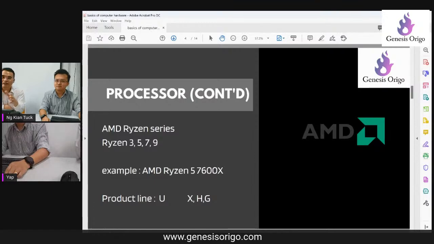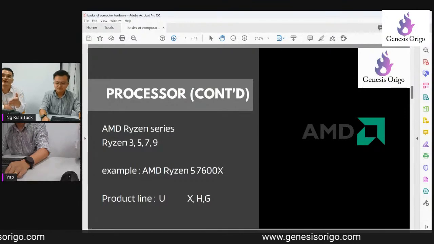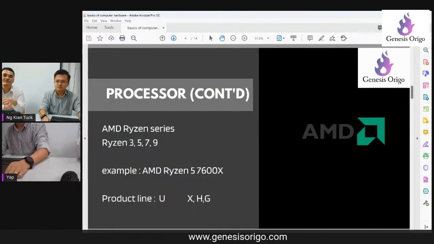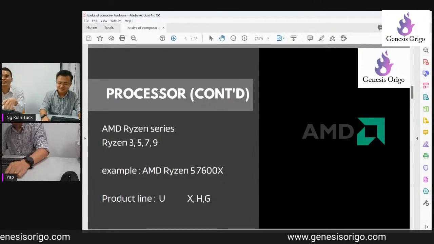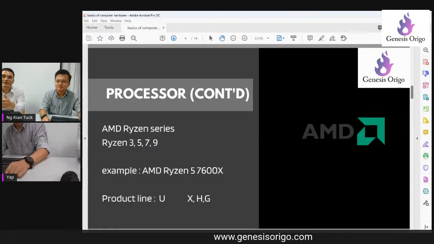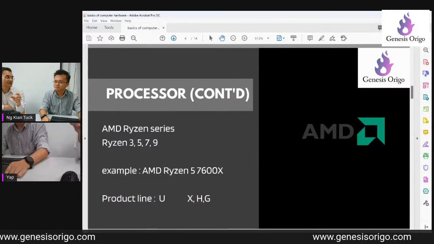And if you look at the slide here, the AMD processors equally have the Ryzen 3, 5, 7, and 9, which have a very similar meaning to the family numbers of Intel i3, i5, i7, and i9. So if you're on a tight budget, again, you can go for AMD Ryzen 3 or 5. 3 and 5 are actually quite good for normal usage.